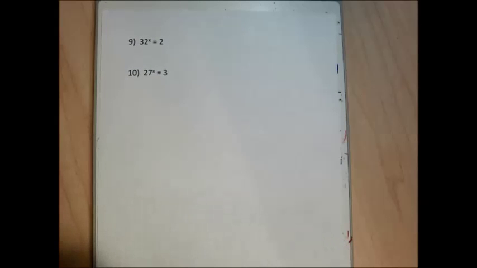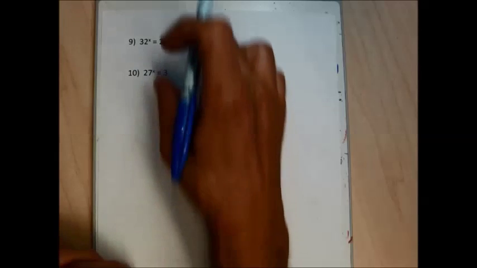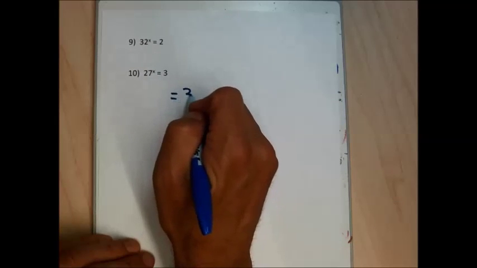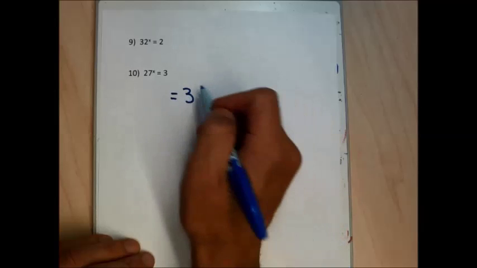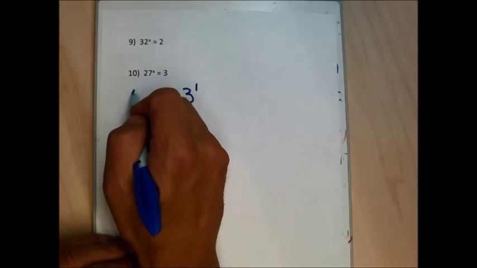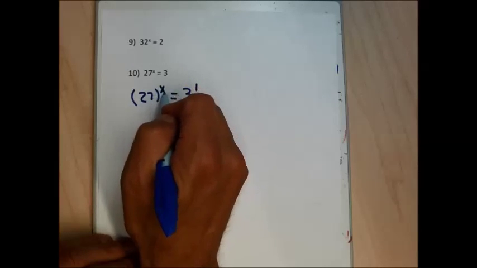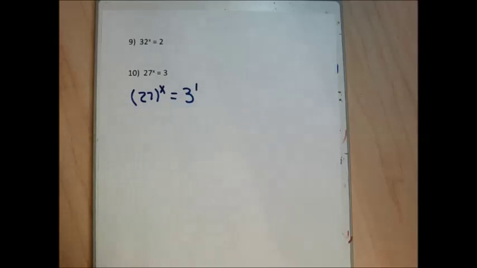When we go to do number 9 and 10, the prime number is on the right-hand side. I'm going to leave the right-hand side as just a 3. I'm going to throw the exponent of 1. The left-hand side, I need to do a prime factor tree for 27. And I know 27 is 3 cubed.